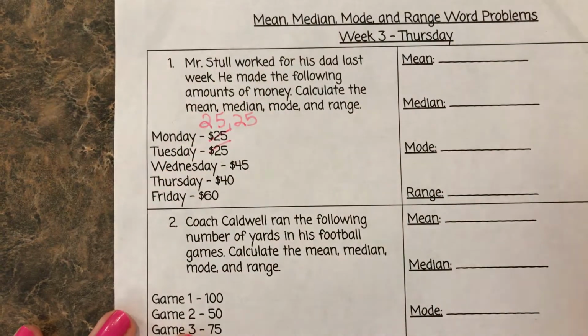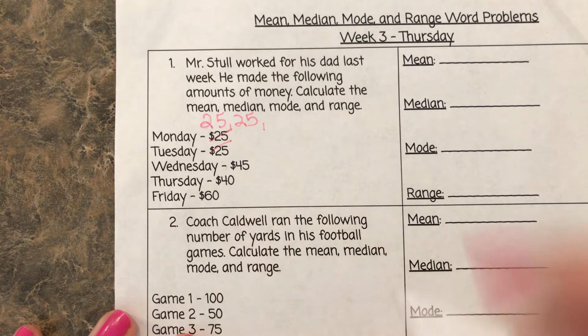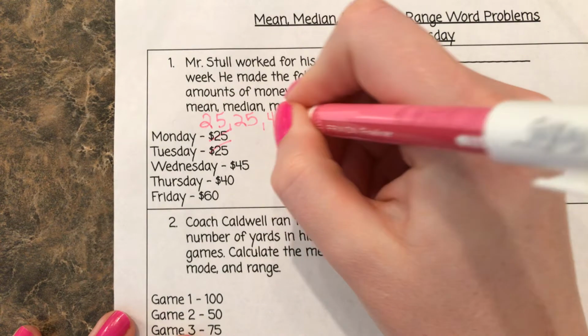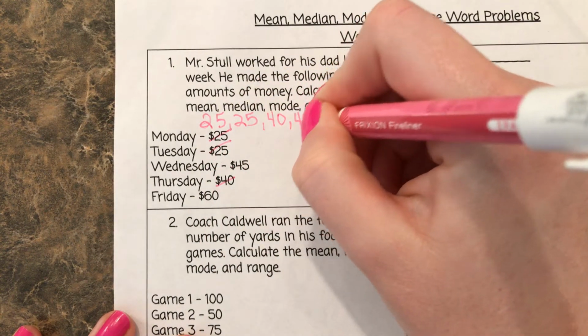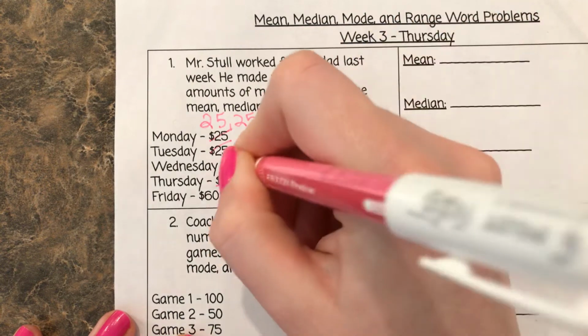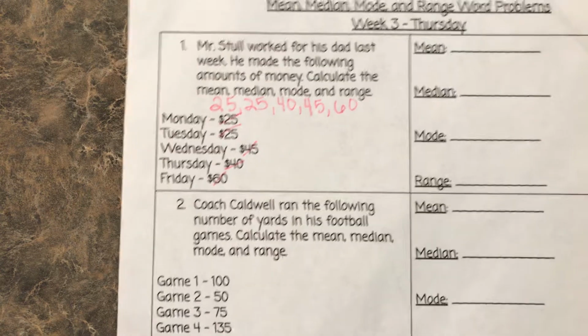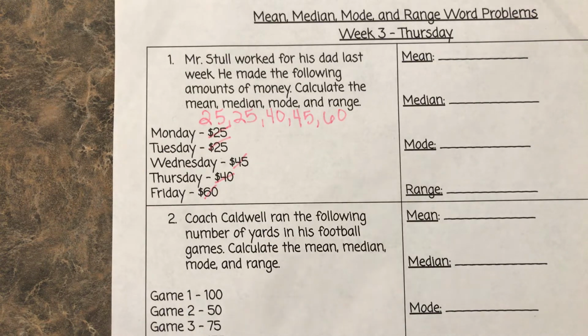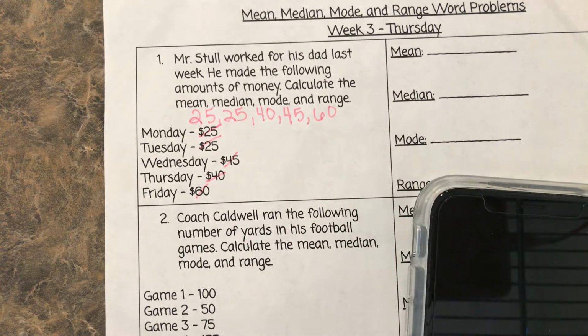Okay, and just like before, I'm going to cross them out. All right, the next smallest number is 40. And then 45 and 60. Okay, so according to our reference sheet, to find the mean or the average, I have to add up our numbers. So we're going to find the total amount of money that he made.